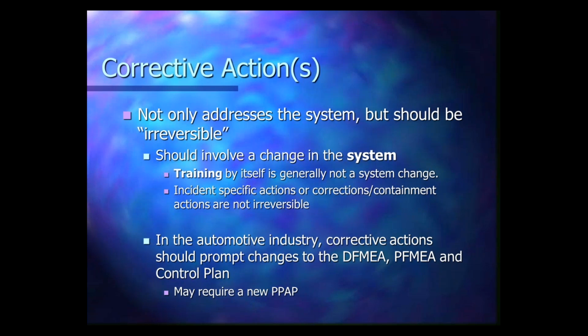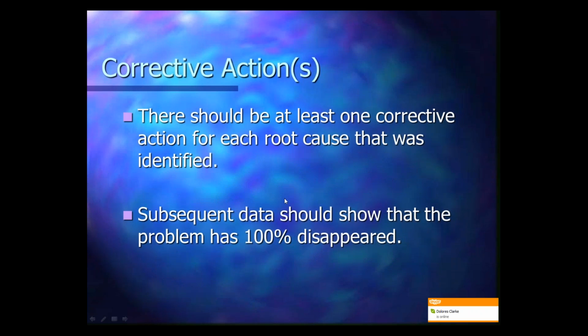In the automotive industry and now some other industries, corrective actions should prompt changes to your design, process schematics, and control plans. These are meant to be living documents and need to be updated to reflect any corrective actions that you take and any permanent system changes you're making. There should be at least one corrective action for each root cause that's identified, and subsequent data should show that the problem has 100% disappeared and that you can turn it off like a light switch. That's how you know you had the true root cause.